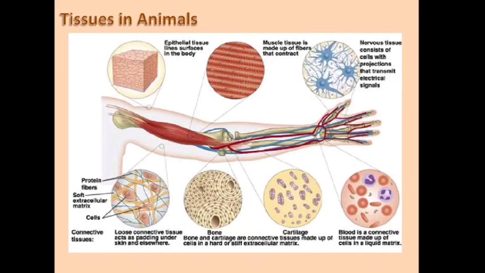You are seeing the tissues in this picture. Epithelial tissue, muscular tissue and nervous tissue are seen above. In the below diagrams, you are seeing the different types of connective tissues, namely loose connective tissue, then dense connective tissues, bone and cartilage, then fluid connective tissue, which is blood.